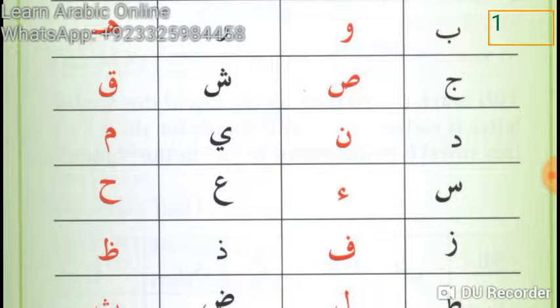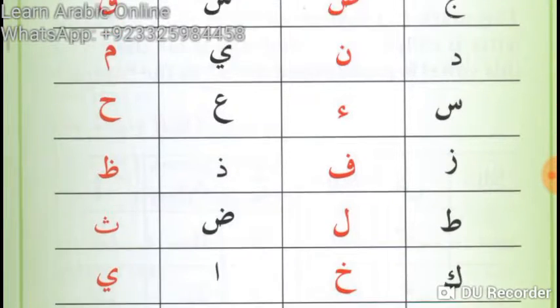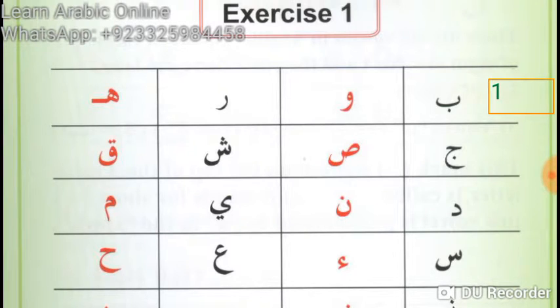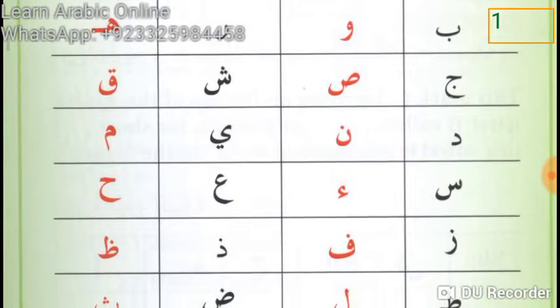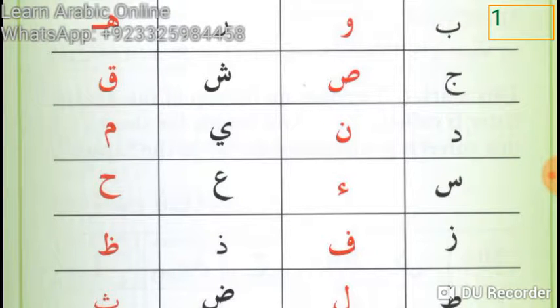Okay. Jim. This is not Jim, this is Sheen. Yes, I pronounced it like Jim. Sheen. Correct.